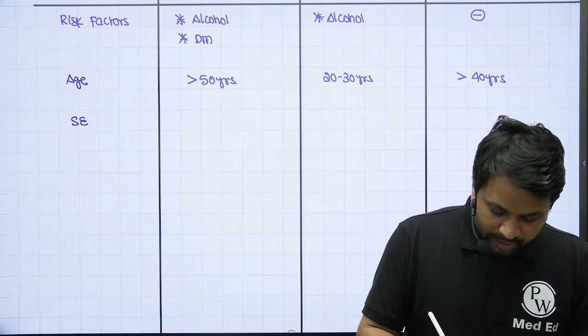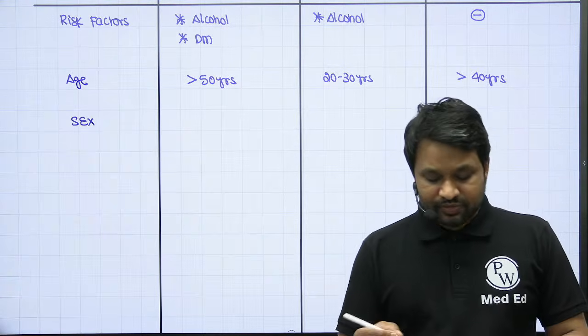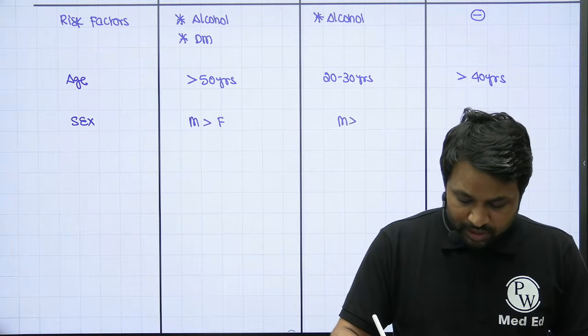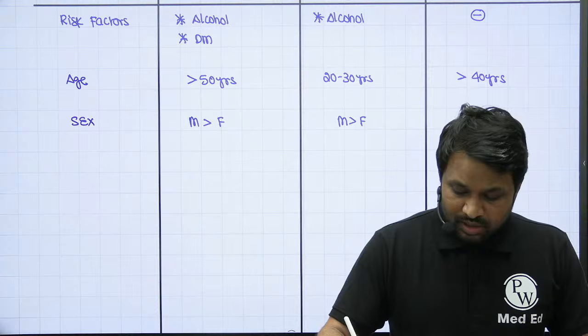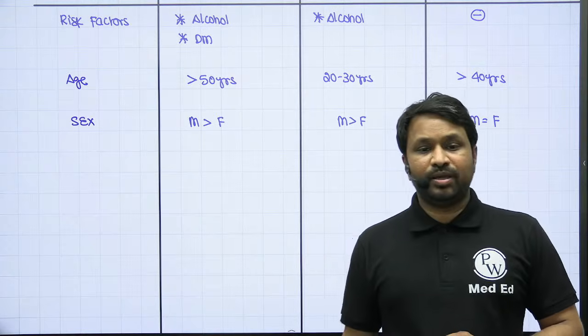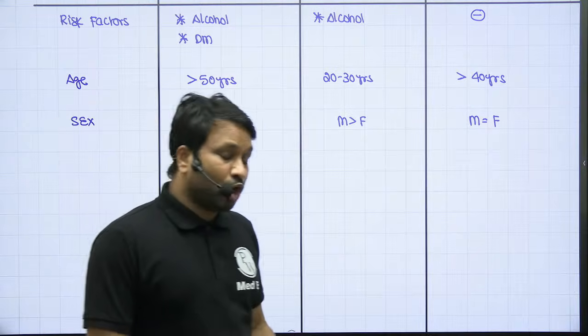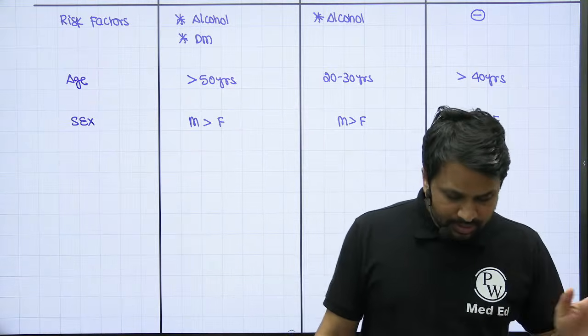So who are more likely to be affected? Now alcohol is a risk factor, so needless to tell you, wherever alcohol becomes a risk factor, males are more likely to be affected when compared to females. And here males and females will be equally affected. That is going to be in the context of your hydatid cyst. As simple as that. Okay.